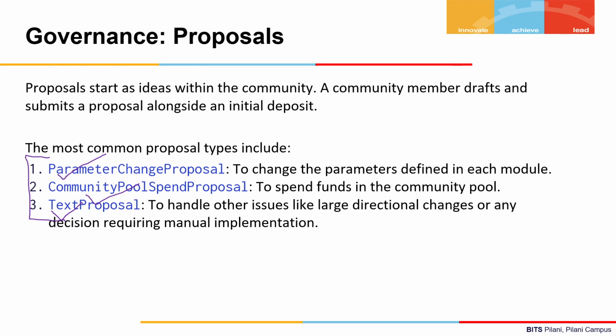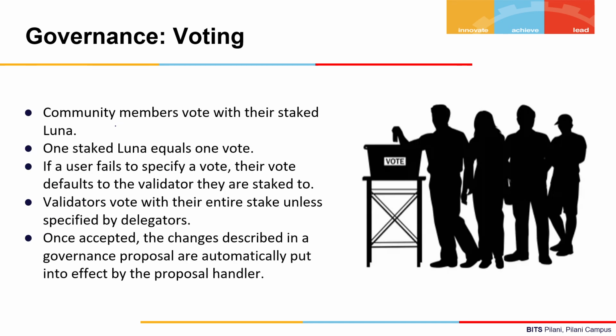Once you submit a proposal, there is an entire system of voting that takes place. One staked Luna is equal to 1 vote, and in case as a user you're unable to vote, then your vote defaults to the validator you are staked to. Validators vote with the entire stake unless specified by the delegators. And as soon as the proposal is accepted, the changes are automatically put into effect.